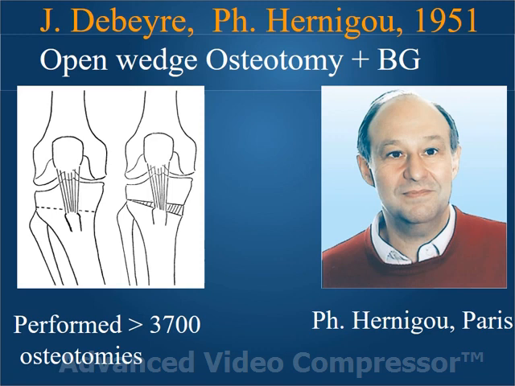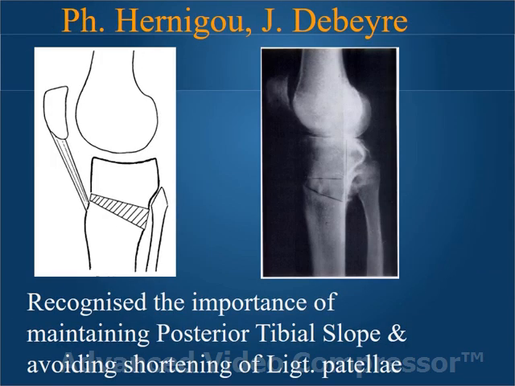On the other side, on the European continent, Debeyre and Artigue in 1951 first reported on a medial opening wedge high tibial osteotomy in Paris. Debeyre was followed as the head by Philippe Hernigou, who has continued to perform more than 4,000 such operations over the last 40 years. Hernigou recognized the importance of the posterior tibial slope and many other technical niceties of the medial opening wedge high tibial osteotomy.